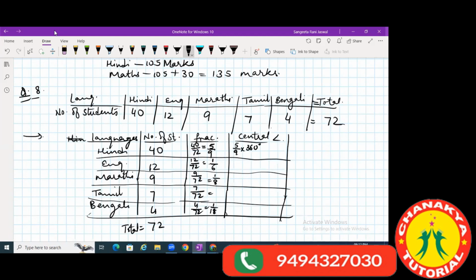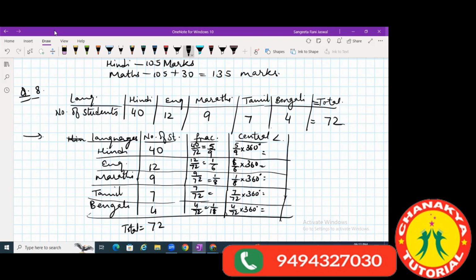So all we have to do is multiply by 360. Okay, so this is 1 by 6 into 360. This is 1 by 8 into 360. This is 7 by 72 into 360. This is 4 by 72 into 360. Okay, now tell me quickly what the central angle is.